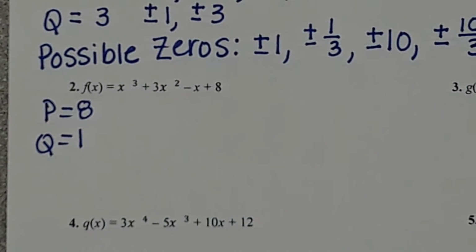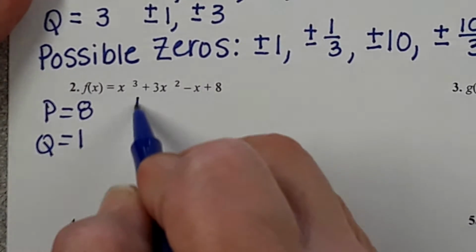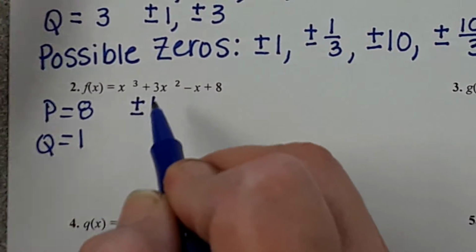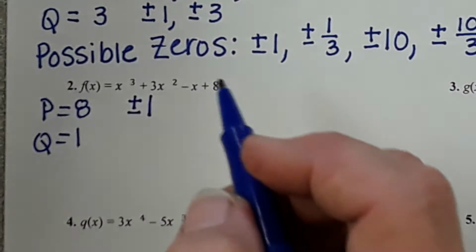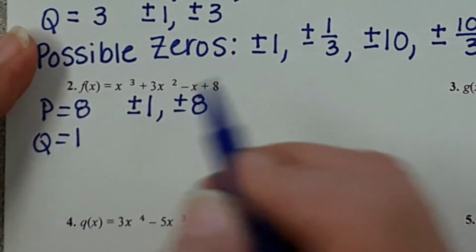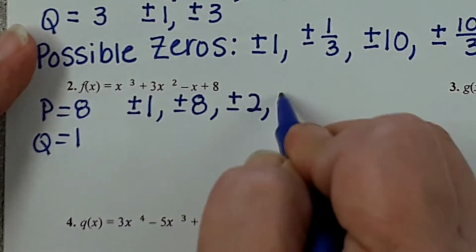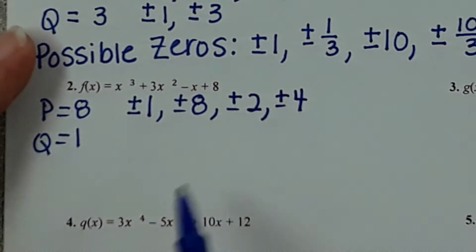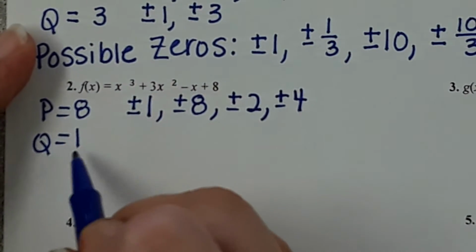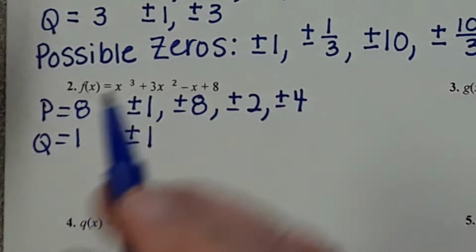We're going to list the factors of 8. And remember, you guys, when you list the factors, they come in positive and negative. So how do you get 8? Plus or minus 8, because 1 times 8 is 8. Plus or minus 2, and plus or minus 4. Q is 1, so there's only one root for 1, and that is plus or minus 1.